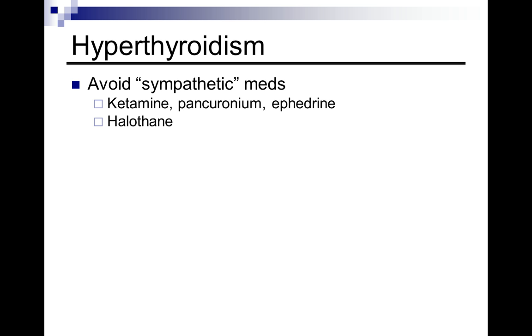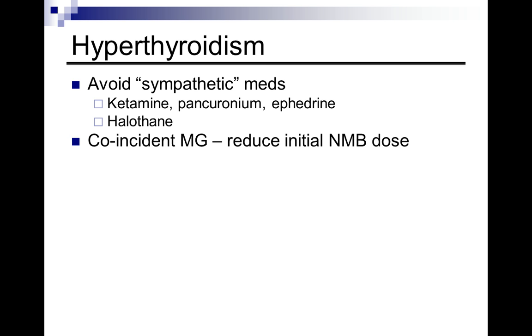In the perioperative period, we want to avoid giving our patients any sympathetic medications. And these are the kinds of medications that show up on board exams a lot whenever you're trying to avoid sympathetic stimulus. So those would be ketamine, pancuronium, and ephedrine, all of which increase heart rate and blood pressure, and halothane, which is arrhythmogenic and may not be the best choice in patients who have increased exposure to epinephrine. Other anesthetic considerations include the possibility of a co-incident myasthenia gravis in patients who have, I think, Graves' disease, in which case we would want to reduce our initial dose of neuromuscular blocking agents.